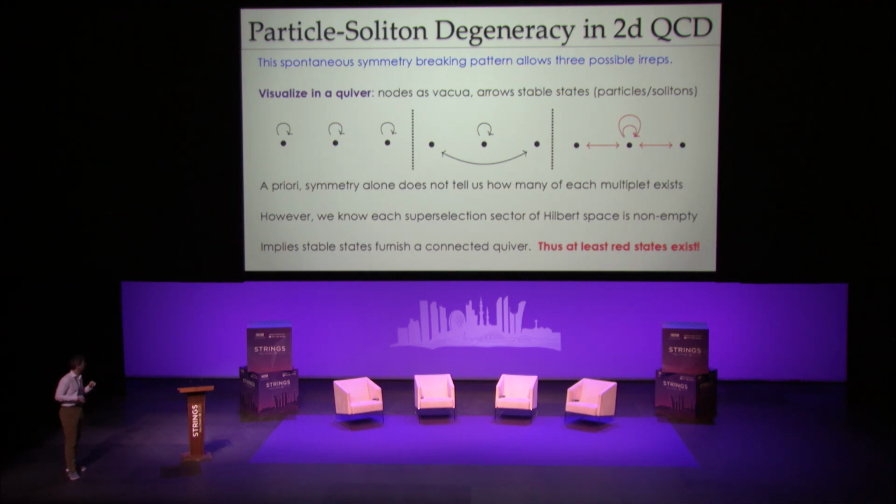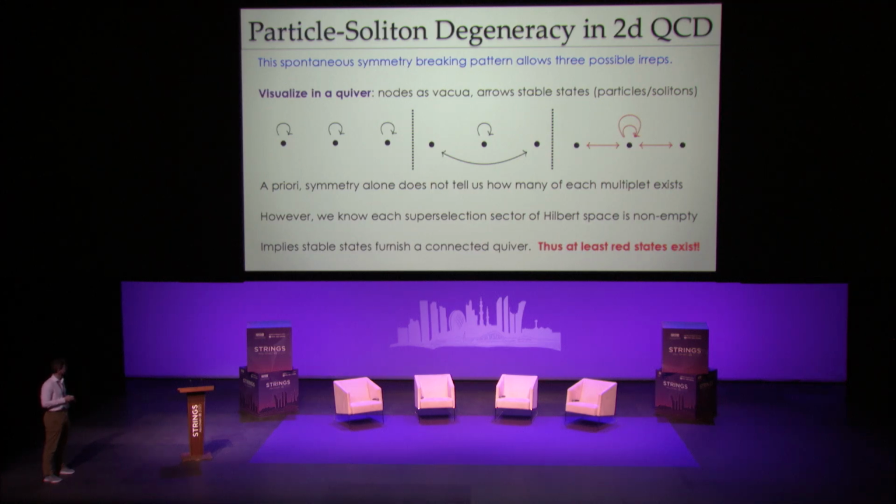However, we do know that each superselection sector must be non-empty, and this tells us that the stable states must furnish a connected quiver. And so we can conclude that in this gauge theory, at least one of these has to be there. That's a non-trivial statement. In this gauge theory, I'm telling you about the existence of some particles and that they have equal mass to some solitons.